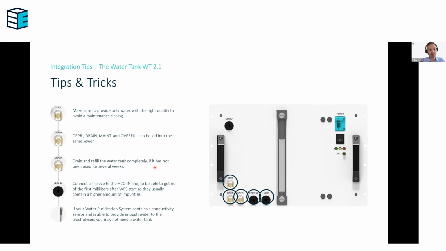Regarding the H2O in, connect the T-piece to the H2O in line to be able to get rid of the first milliliters after the water purification system starts. When the water purification system hasn't worked for a while, some of the ions just remain in the pipes, and you don't want to have them in your water tank. So just make sure to get rid of the first few milliliters and then start the filling process.